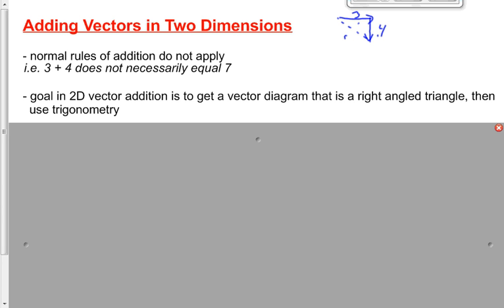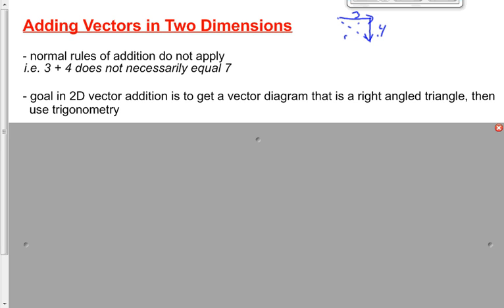Here's the goal when we're adding vectors in 2 dimensions, like we just showed you with that diagram, east and south, or north and west. We've got to get what we call a vector diagram. It's a right-angled triangle. I'll explain what a vector diagram is in a minute. That vector diagram should be a right-angled triangle.